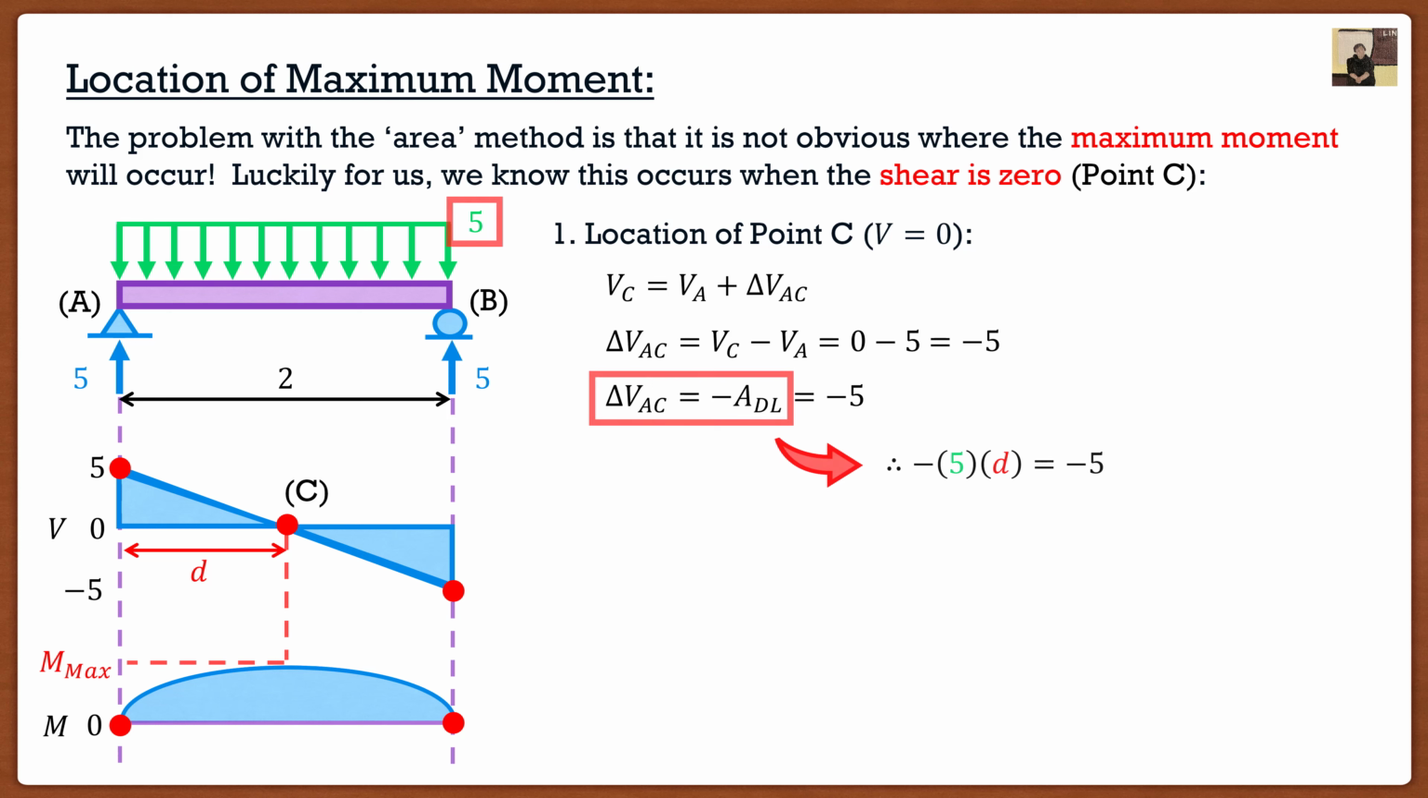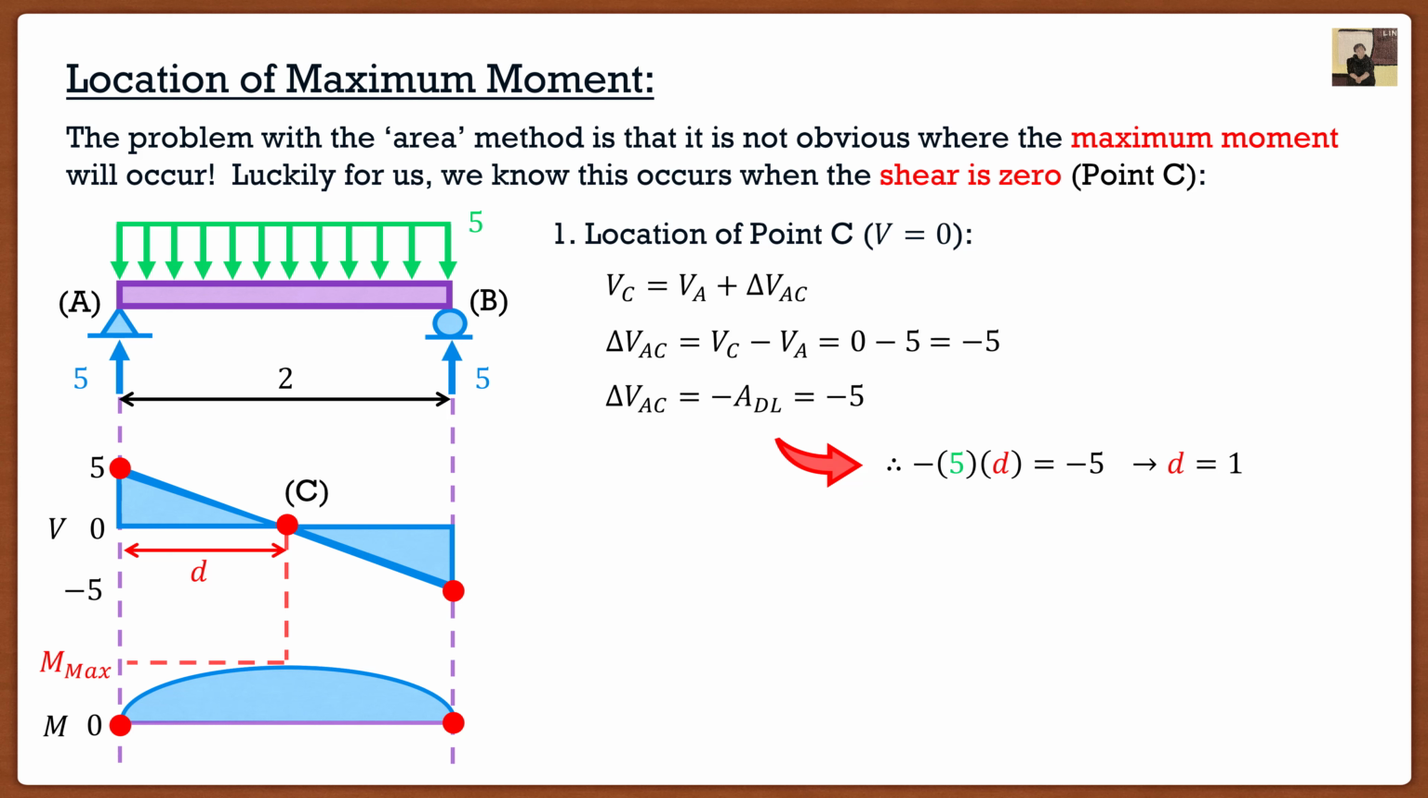Since we're dealing with a rectangle, it's going to be base times height. The height 5 is not going to change. It's always constant. It's that width that we're trying to change. So we've got negative 5 times d is equal to negative 5. And from here, we can easily solve for d as equal to 1. So this is how I knew in the previous slide that the width of those two triangles is equal to 1. Typically, I would do this step before I even attempt the bending moment diagram. So one of those little things.